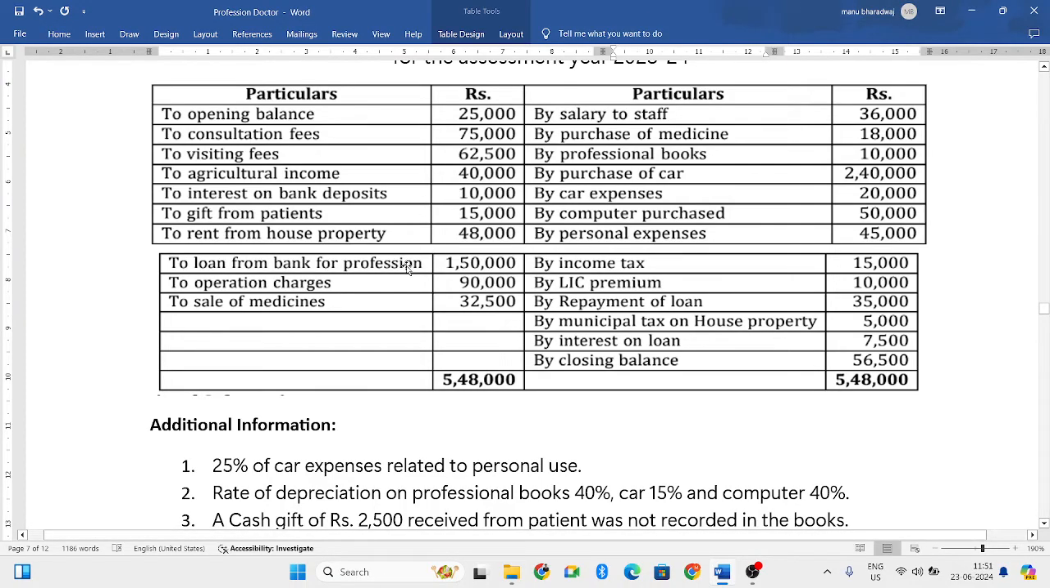Loan from bank for profession. So for your profession, you have taken a loan from bank. The loan we will not consider, but interest on loan, if it is there, we will consider. On the right side, you can find this interest on loan. That we will consider, but loan from bank we will ignore. It is a capital expenditure. Capital expenditure will be ignored. If the loan is taken for professional purposes, we consider the interest on the loan, but not the loan itself. So for now, ignore this.